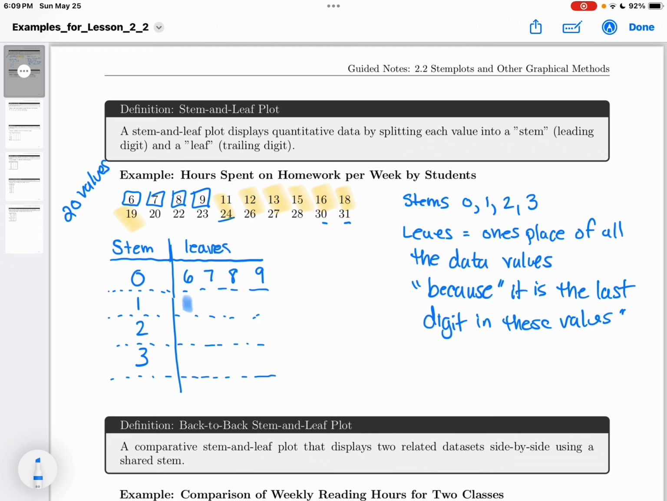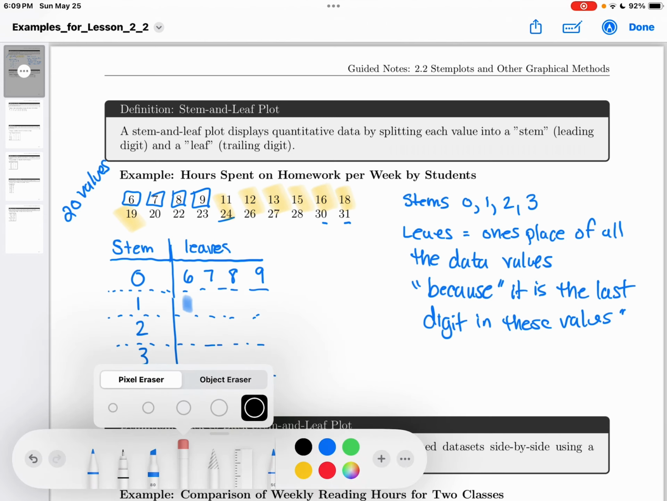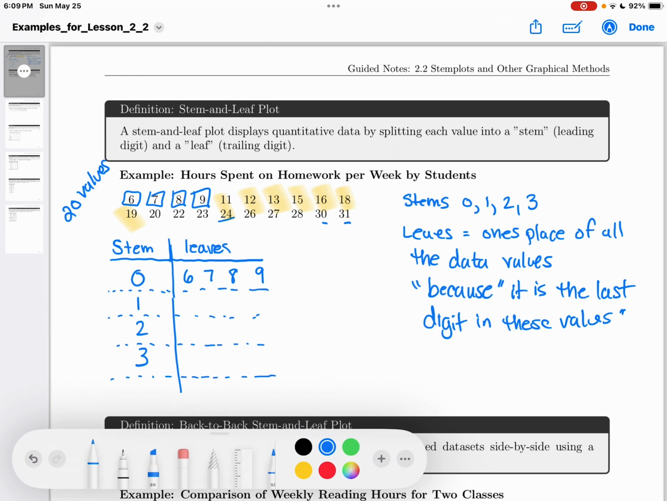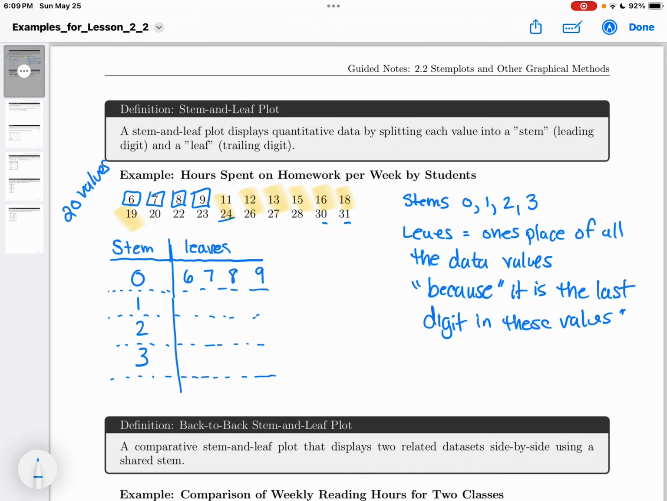So for the 11, I have the stem 1 and a leaf of 1. For the 12, I have a stem of 1 and a leaf of 2. For the 13, I have a stem of 1 and a leaf of 3, etc. And we're just going to come out.